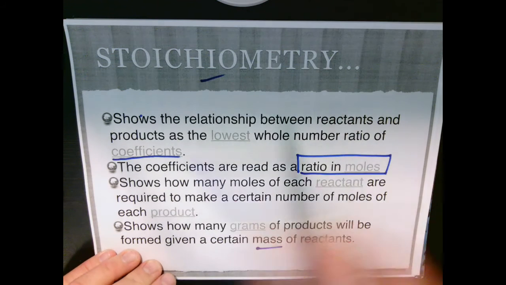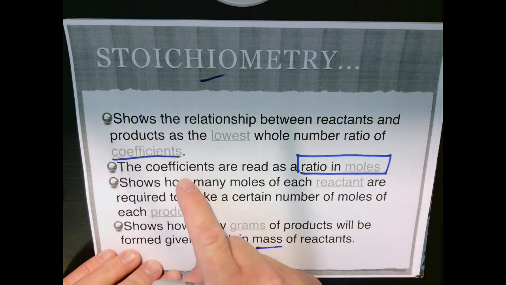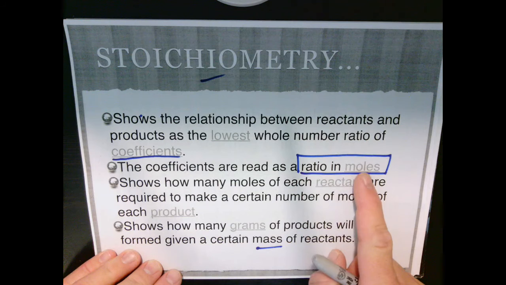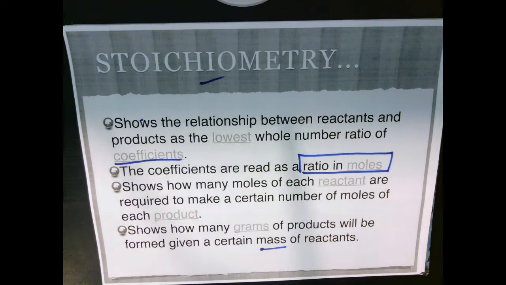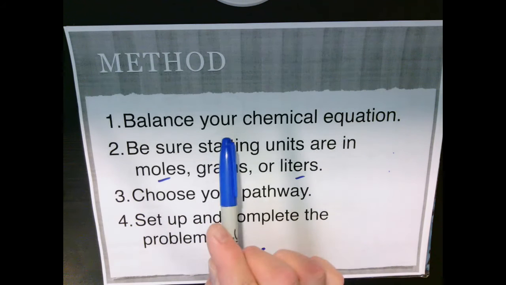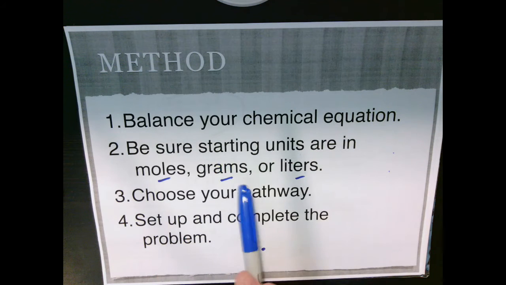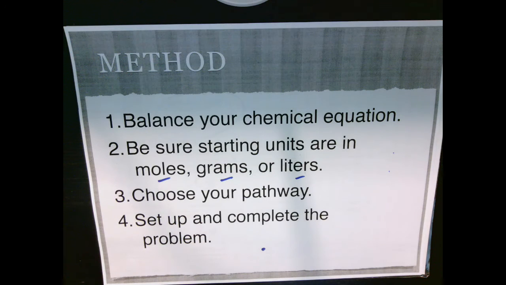And remember what stoichiometry shows us: the relationship between the reactants and products in a reaction, and the coefficients that you balance the equation with, that's a ratio in moles, okay? And that ratio, those coefficients, give us a way to convert from one substance to another substance in the reaction, and that's how we're making our predictions, okay? And keep in mind your method for doing stoichiometry. You want to balance the equation and then make sure that you have moles, grams, or liters. Choose your pathway and then set up and do the problem.